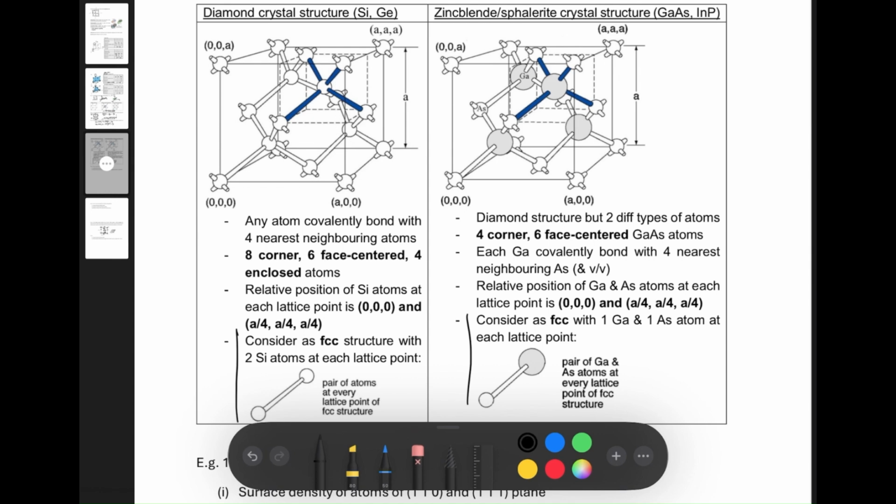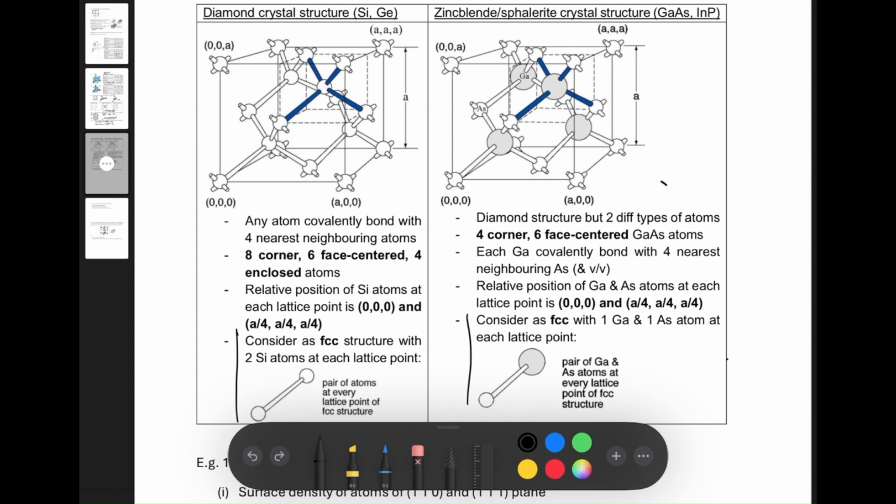And this is quite important, the relative position of silicon atoms at each lattice point. So it's quite important in problem solving. So what this means is the distance between 2 of these atoms is 1/4 of the 3D, 1/4 of the lattice constant.